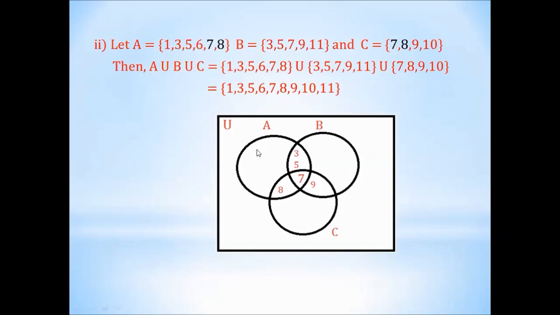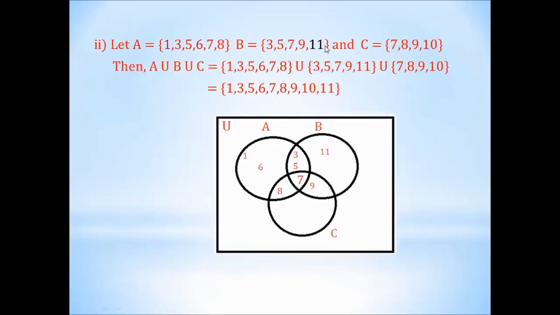Okay, so let's see what elements remain in A only. 1 and 6 only remain, since we have already written 3 5 7 8. You can see in the Venn diagram 3 5 7 8 are already written and 1 6 remain. So this circle represents A: 1 3 5 6 7 8. Similarly in B, 11 remains, so you will write 11 in B. The elements of B are 3 5 7 9 11, so this whole circle is 3 5 7 9 11. Similarly for C, 10 remains, so we will write 10 in the remaining part. The elements of C are 7 8 9 10, so this circle represents C. In this way we will place the elements for three sets.